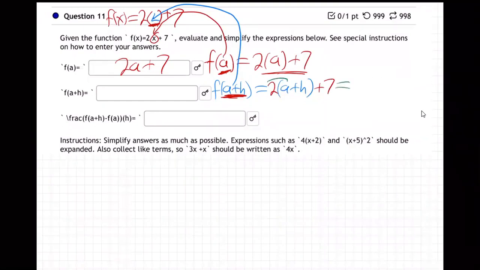So that 2 will distribute, 2a plus 2h plus 7. There it is. 2a plus 2h plus 7. See, I just distributed that 2. It multiplied the a, it multiplied the h. 2a plus 2h plus 7.